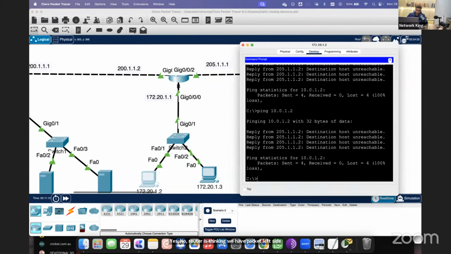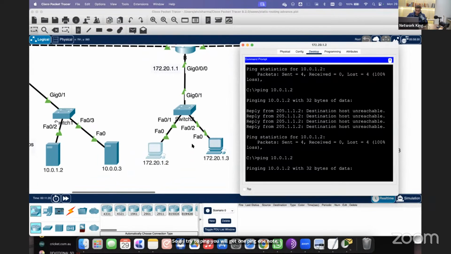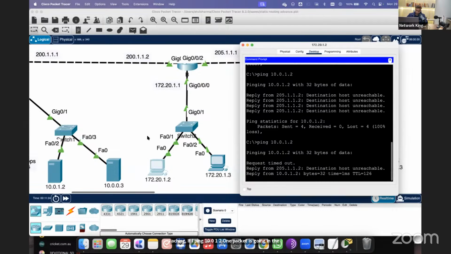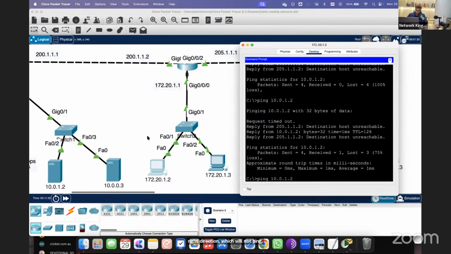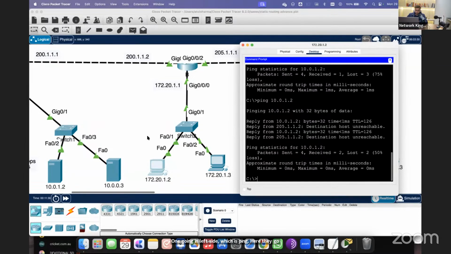So if I try to ping, you will get one ping, and one you won't. Let's see. If I ping 10.0.0.12, one packet is going in the right direction, which will not ping. One is going to the left side, which will ping. Look at what is going wrong. One ping works, one does not. One ping works, one does not. Wow, what a network we built, right?